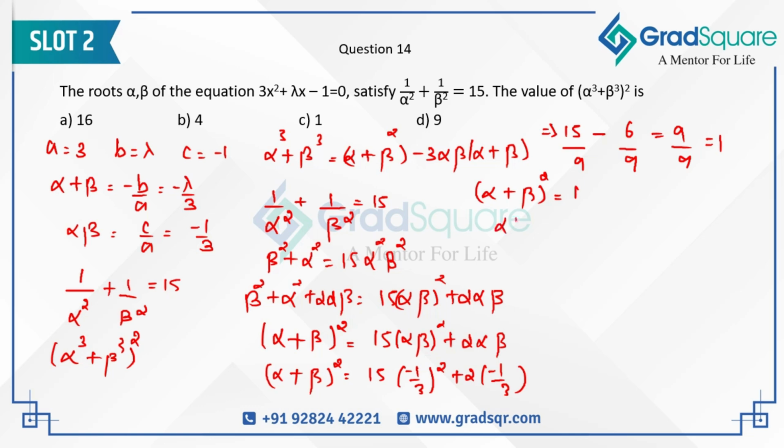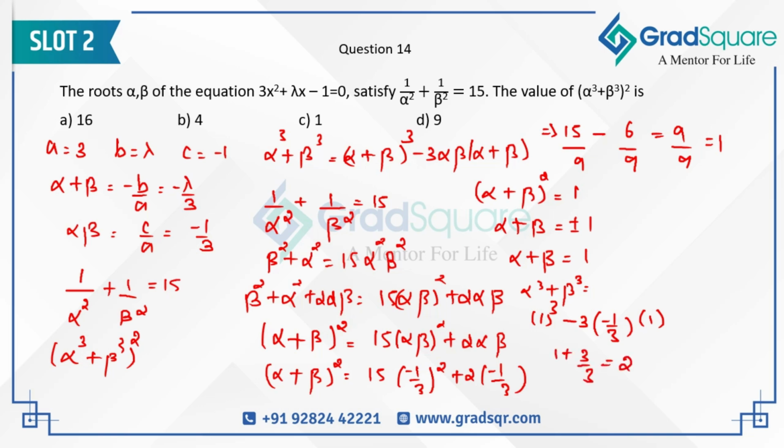That means alpha plus beta is going to be either plus 1 or minus 1. Now we'll take both the cases into account. If I keep alpha plus beta equal to 1, then alpha cube plus beta cube is equal to alpha plus beta the whole cube, which is 1 cube, minus 3 into minus 1 by 3 into 1, which is going to be 1 plus 3 by 3, which is equal to 2. Then alpha cube plus beta cube the whole square will become 4.